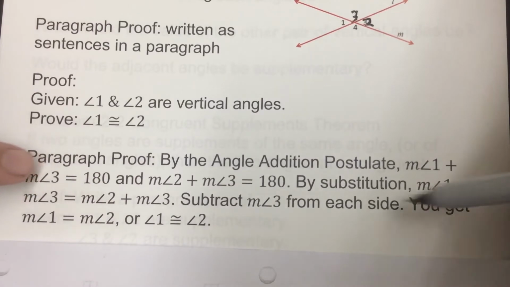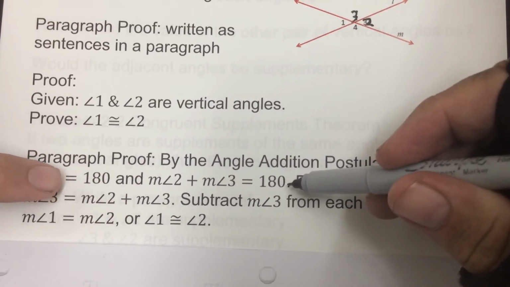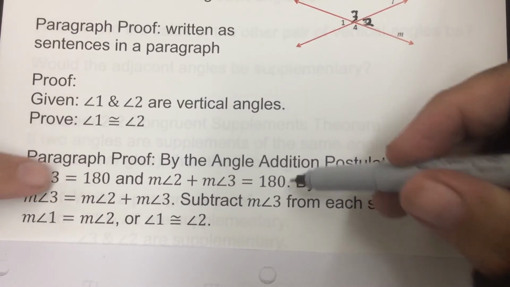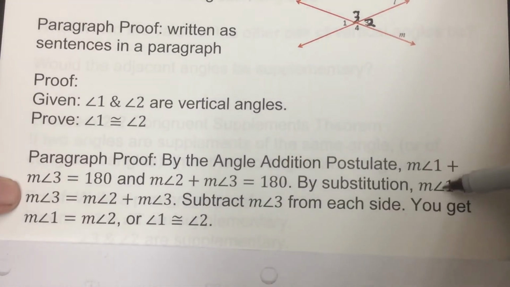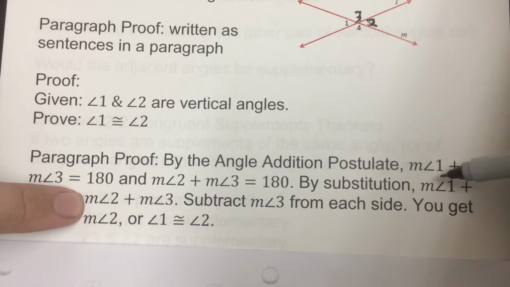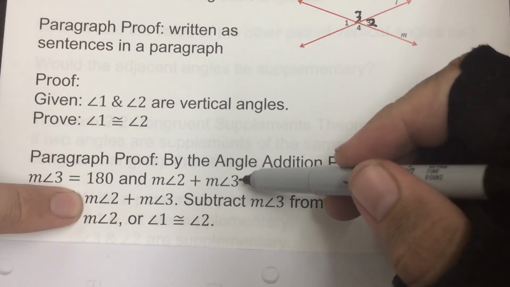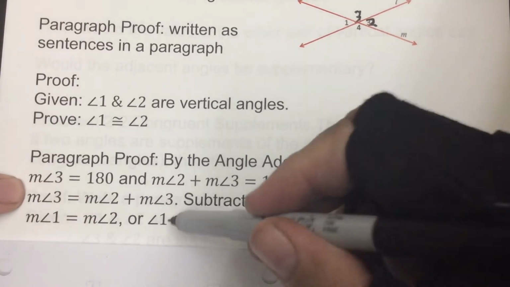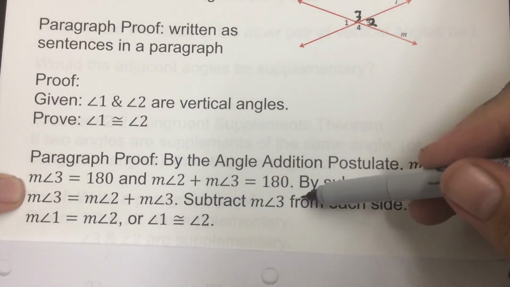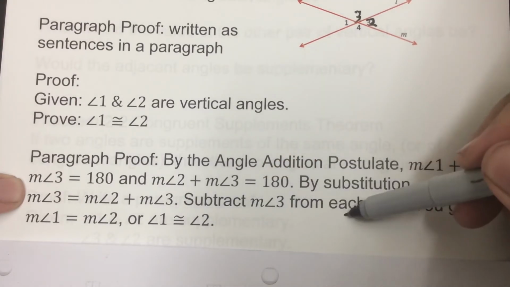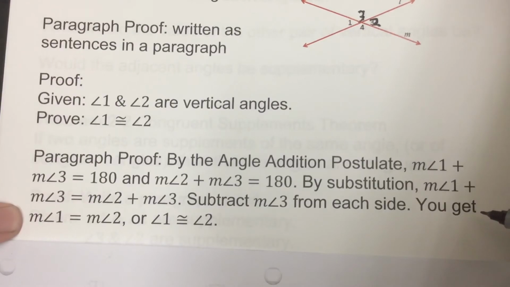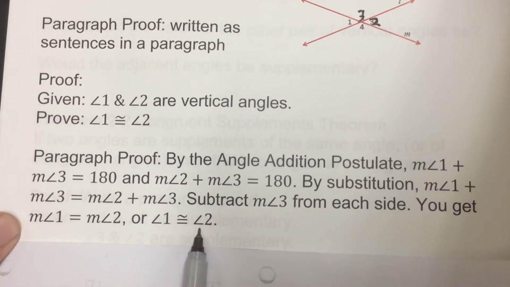So, by substitution, since we know that both of these are 180, we're going to set them equal to each other. So the measure of angle 1 plus the measure of angle 3, the first one here, is going to be equal to the measure of angle 2 plus the measure of angle 3, the second one. Well, if you notice, both of them have a measure of angle 3. So if we subtract the measure of angle 3 from both sides, that's going to cancel that out. And you're going to be left with the measure of angle 1 equaling the measure of angle 2. So in other words, angle 1 is congruent to angle 2.